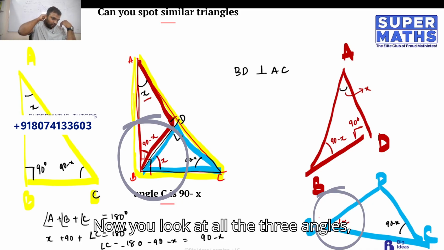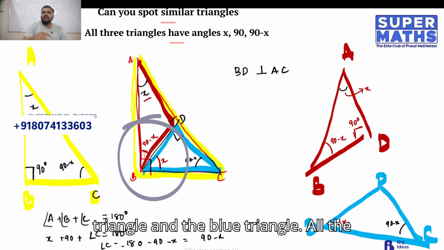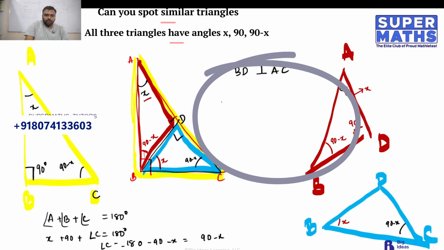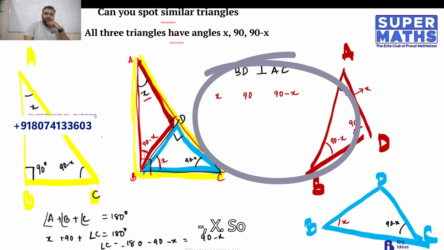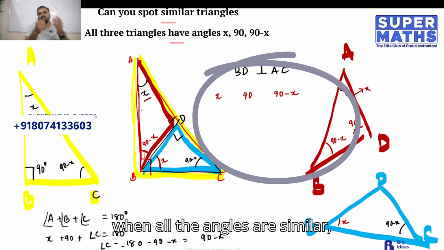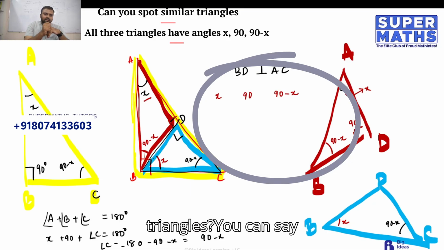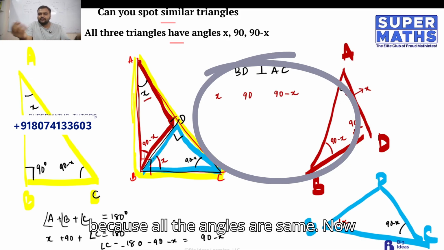Okay, now you look at all the three triangles, the yellow triangle, the brown triangle and the blue triangle. All the three triangles have one angle X, one angle 90, one angle 90 minus X, right? So when all the angles are the same, what can you say about the right angle triangles? You can say that they are similar because all the angles are the same.